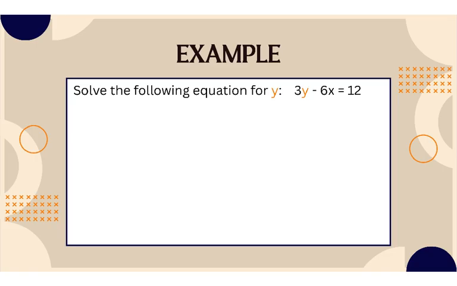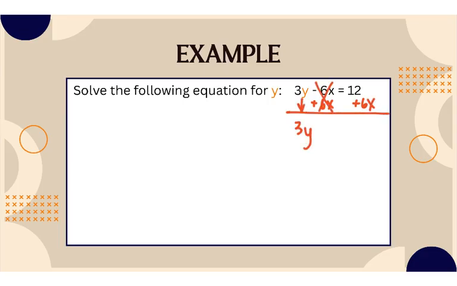So let's take a look at some examples. It says solve the following equation for y. You can see there's a y and an x, both in our original equation. If we're solving for y, we still want to use our inverse operations to get rid of this 6x. We want to take the 6 and the x together. The inverse operation for subtraction would be adding, right? So you add 6x to both sides. Gets rid of it over here.